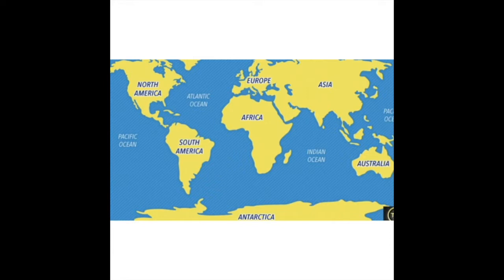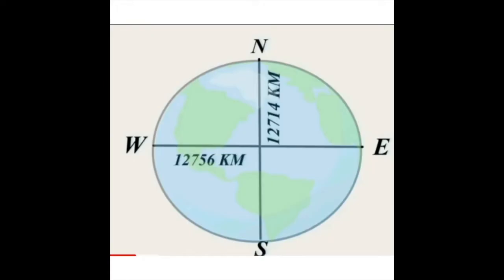Observe the map minutely. Here in the figure, the diameter from west to east is 12756 km and from north to south is 12714 km. This shows the size of the Earth.